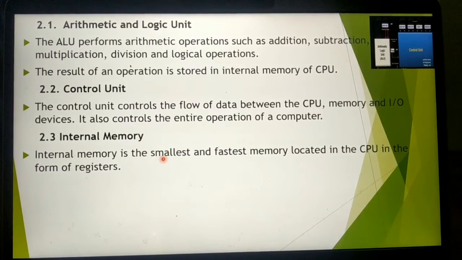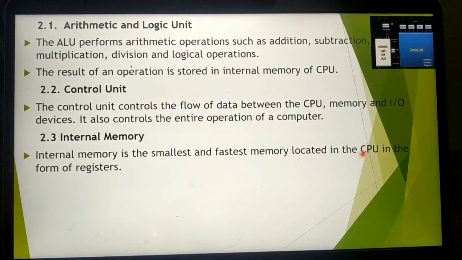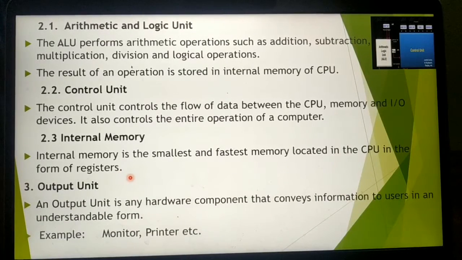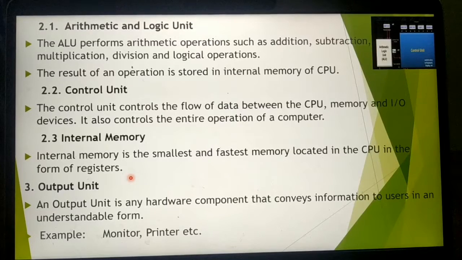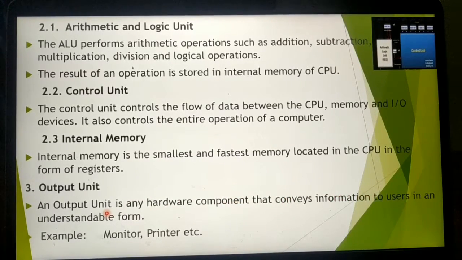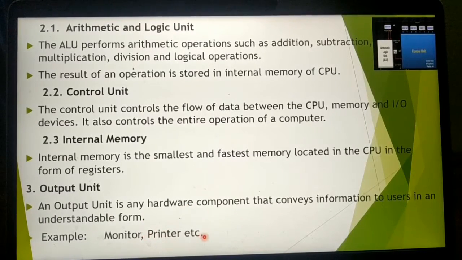Internal memory is the smallest, at the same time it is the very fastest memory located in the CPU in the form of registers. That is very important. Next, the third component is output unit. An output unit is any hardware component that conveys information to the users in an understandable form. Any device that conveys the information to the user we can consider as an output device. Example: monitor, printer, etc. These are all called output devices.